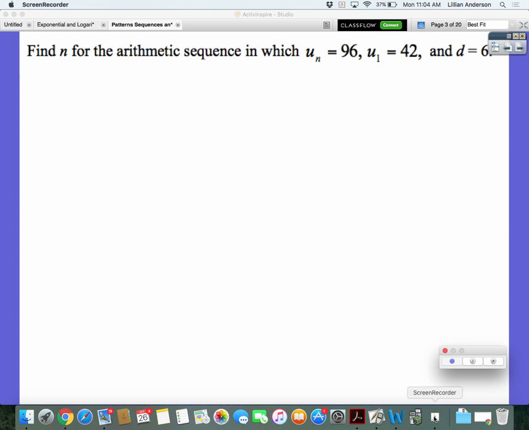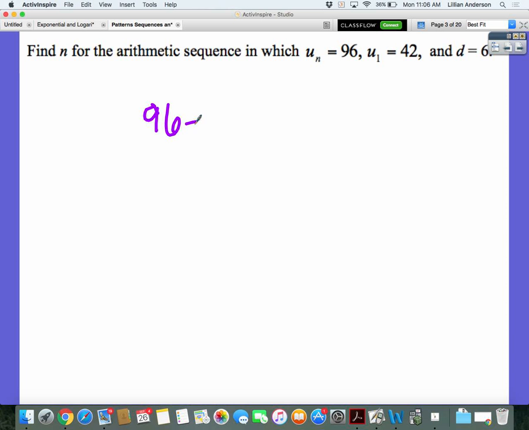Find n for the arithmetic sequence in which U sub n is 96, U sub 1 is 42, and D is 6. So you would have used the same formula, plugged in 96, 42, plus n minus 1 times 6. Okay? Now, real quick, I wish you guys didn't erase. Okay, let me tell you what to erase just because I want to see something else.